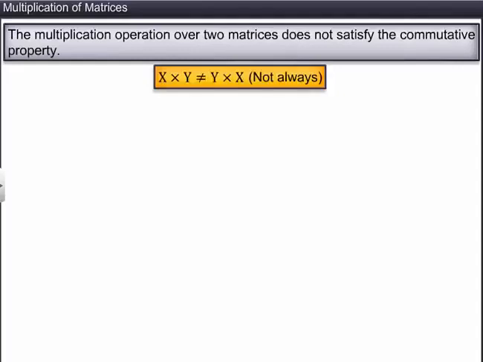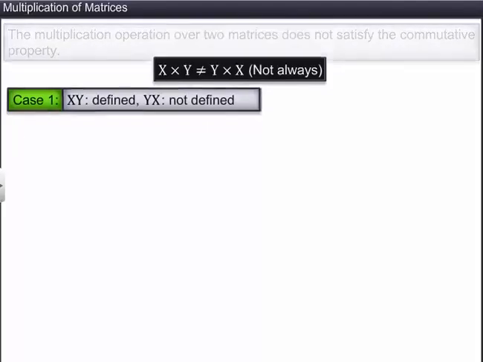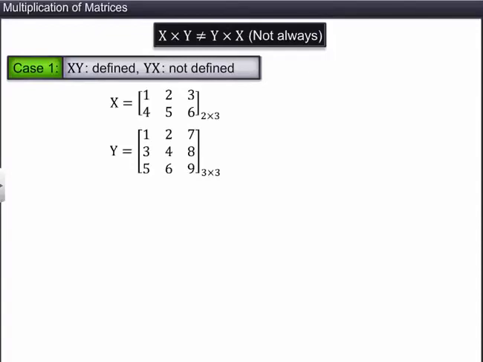It should be noted that the multiplication operation over two matrices does not satisfy the commutative property. This means X multiplied by Y is not equal to Y multiplied by X. However, there are some cases that we need to look at. X multiplied by Y is defined, but Y multiplied by X is not defined. Let's see an example with the matrices as shown.